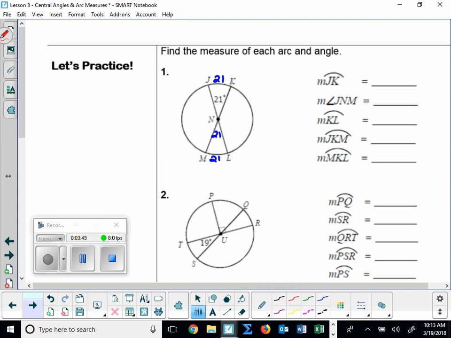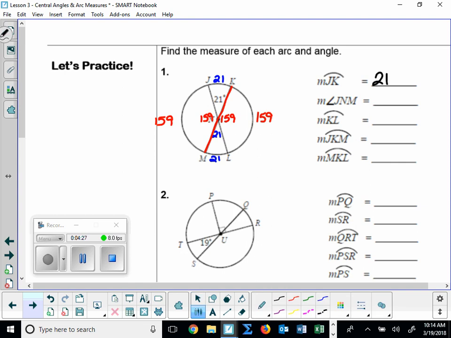Next up, I notice I have a diameter here, two angles that form a straight line, a linear pair, and they are supplementary. So 180 minus 21 is 159 degrees. The intercepted arc here, arc JM, would also be 159 degrees. The vertical angle, KNL, is 159, and arc KL is 159. Now I can start filling stuff in.